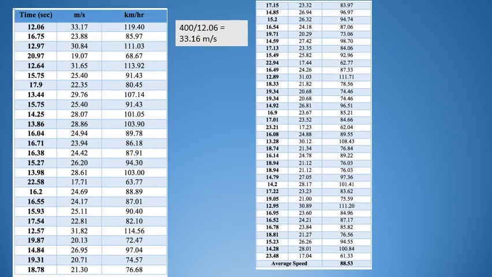As you can see in both of the tables, we got the time in seconds for 62 vehicles. After getting the time, we applied the equation, which is distance over time. So our distance is 400, and the first time, as you can see, is 12.06 seconds. So 400 over 12.06 equals 33.16 meters per second. After that, we converted meters per second to kilometers per hour. And as you can see at the end of the second table, the average speed is equal to 88.53 km per hour.